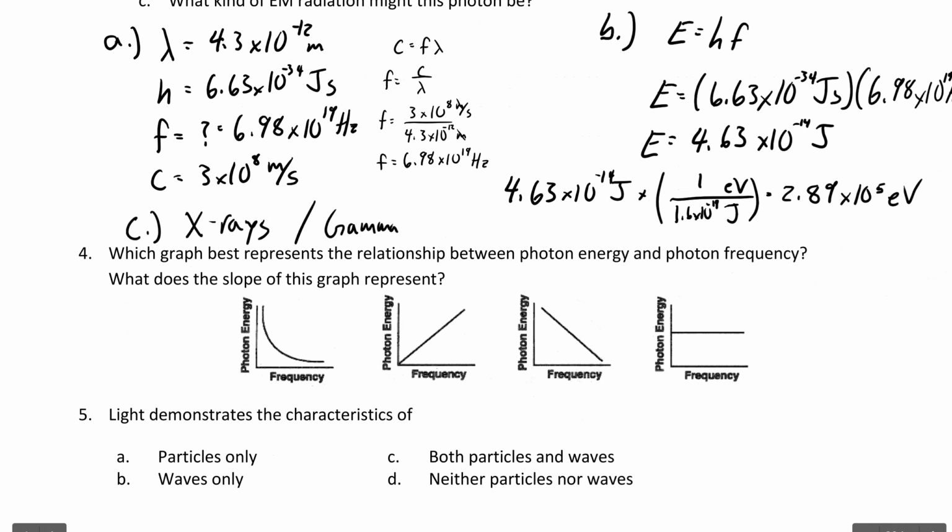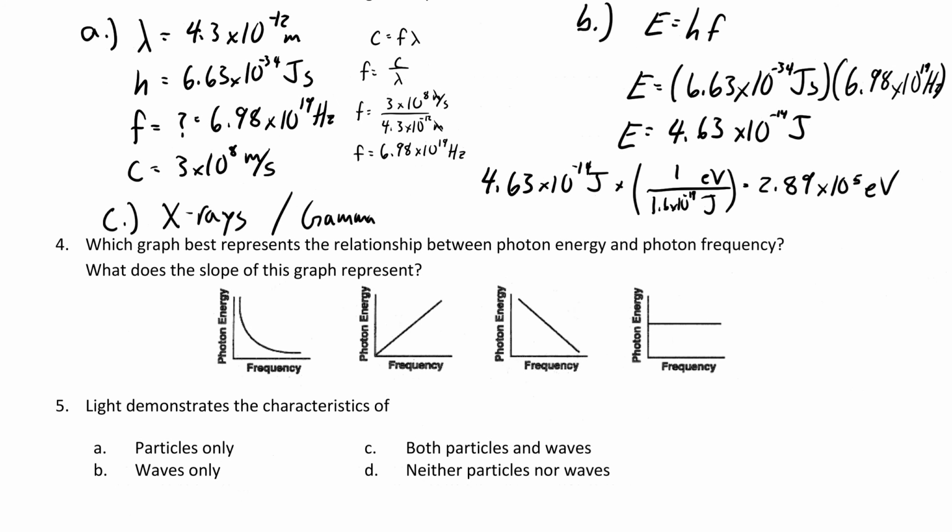It's a lot of flipping around. We're using a lot of different pages now. Remember mechanics, when it was basically just the last page? Number 4, which graph best represents the relationship between photon energy and photon frequency? What does the slope of this graph represent? Two different problems. Did you answer the second question too?